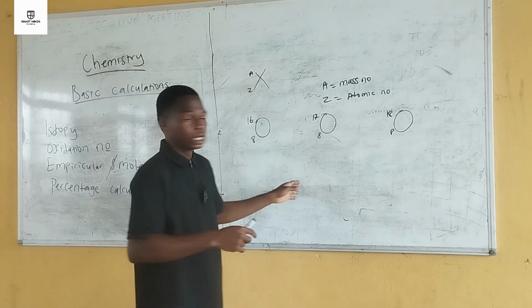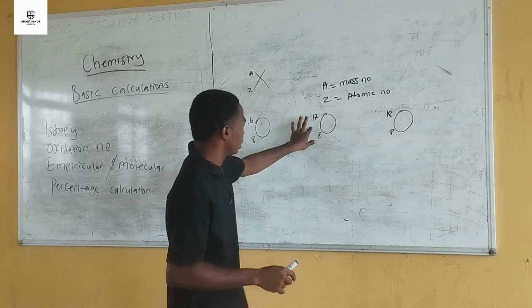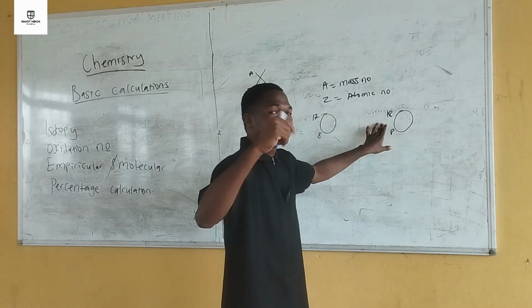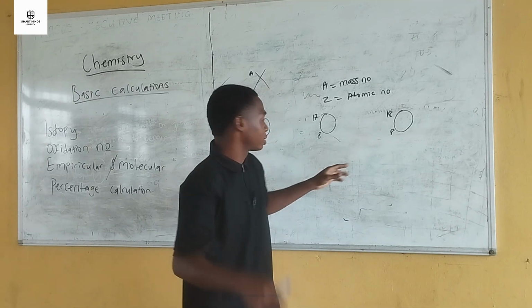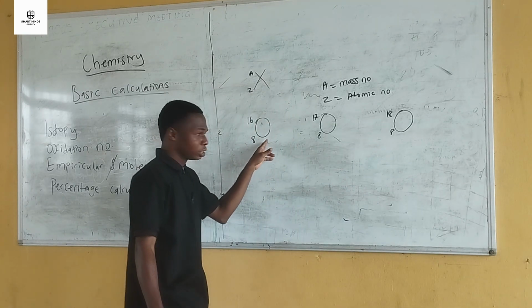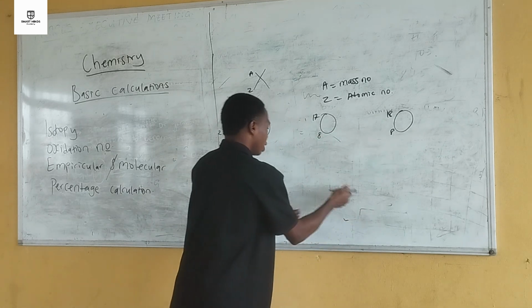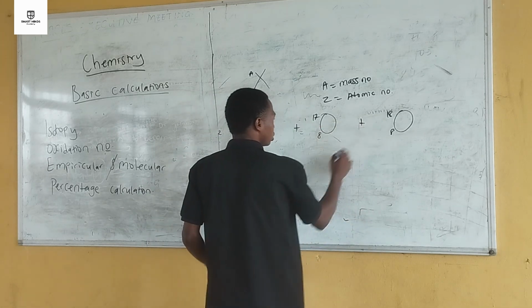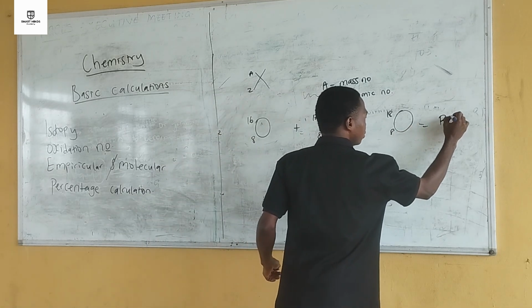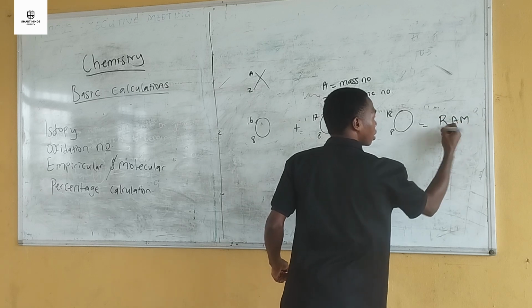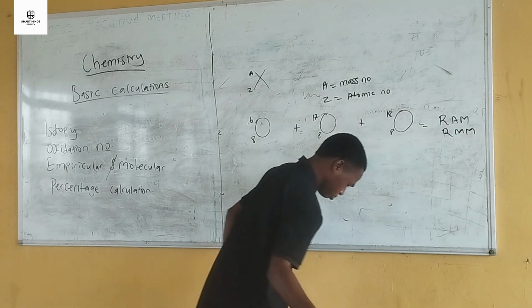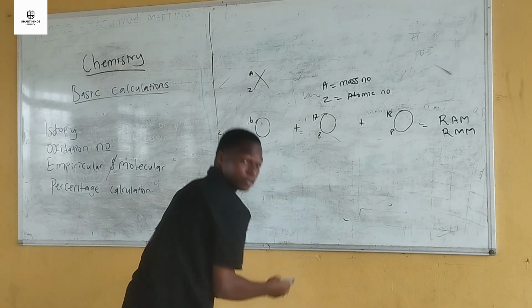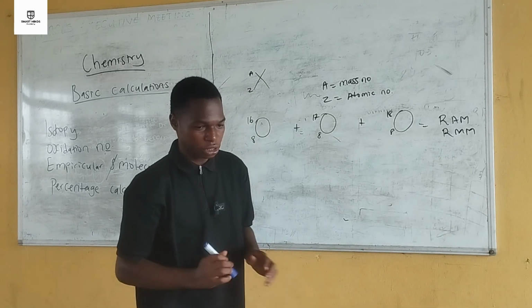But what we're doing here is, you take this one, this one, this one. We now take the relative atomic mass, the atomic mass related to this one, this one, this one. So you do something like this plus this plus this, and it will give you the relative atomic mass. You can also call it relative molecular mass. You understand? That's just it.